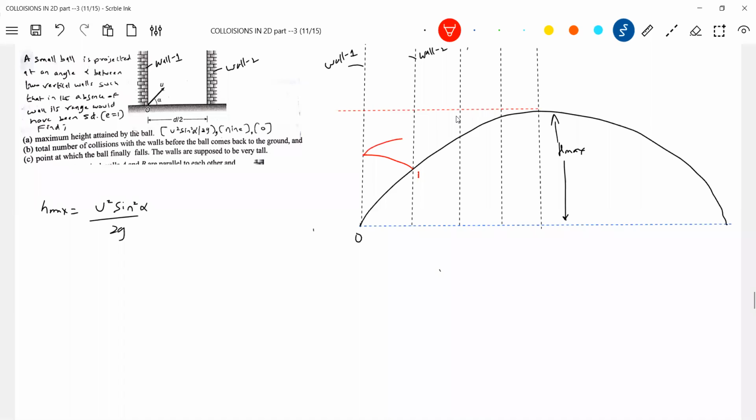Then 2, 3, 1, 2, 3, 4, 5. Then it will retrace its path. So collision 2, 3, 4. Here it will collide 5, then 6, then 7, 8, 9, and it will fall back to the same point. Don't count this as a collision. Again at point 2, it will retrace the path.